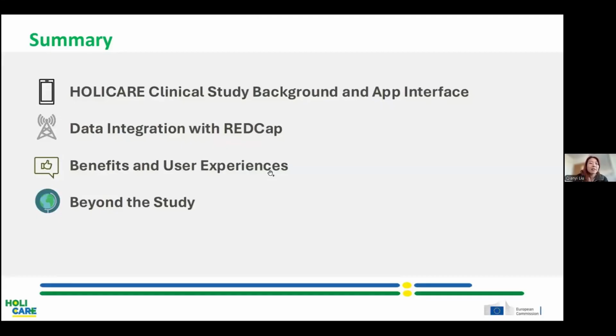Great. So I start by giving the background on the ongoing HoliCare study. Then I'll be going through the app and its interface used in this study. I will also talk about the user experiences in the field, as well as the benefits of combining this piece of technology with lateral flow testing. I'll finish with a discussion on how this can be useful beyond the clinical study.